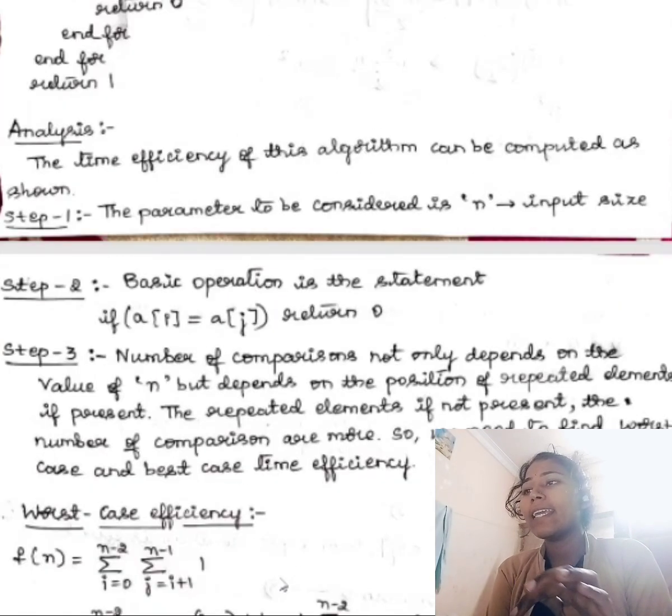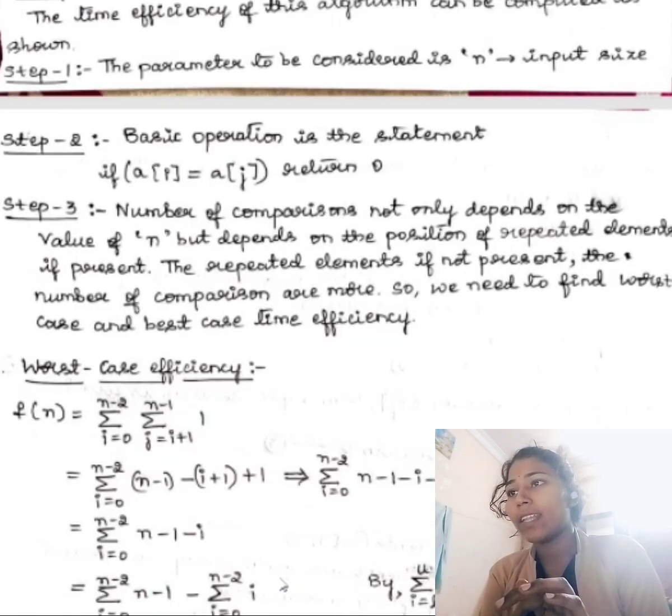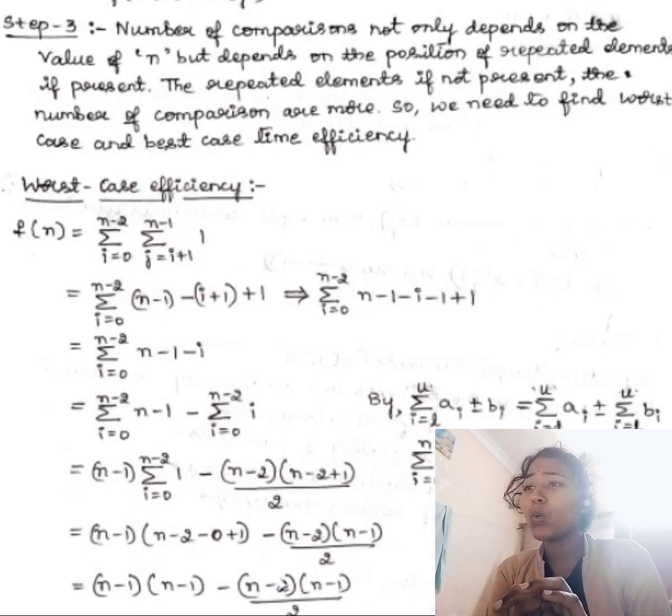Worst case: in this algorithm we have two for loops, an outer for loop and an inner for loop. The outer loop ranges from 0 to n minus 2, and the inner loop ranges from i plus 1 to n minus 1. The execution time is 1. First we have to solve the inner for loop.